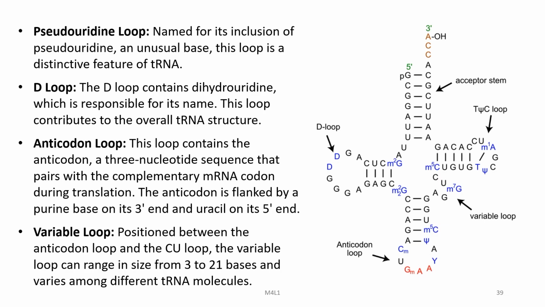Then there is a pseudouridine loop, named for its inclusion of pseudouridine, an unusual base. This loop is a distinct feature of tRNA. Then there is the D loop, which contains dihydrouridine, which is responsible for its name. This loop contributes to the overall tRNA structure.